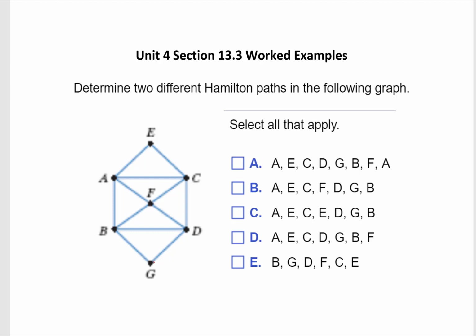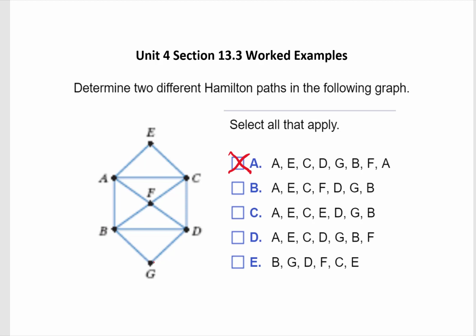Keeping that in mind, I can eliminate one of the answers right away because answer A is going through vertex A twice. And let's take a look at the other answers. It says select all that apply, so there may be more than one correct answer. So let's take a look at the second one. I'm going to trace it on the graph.